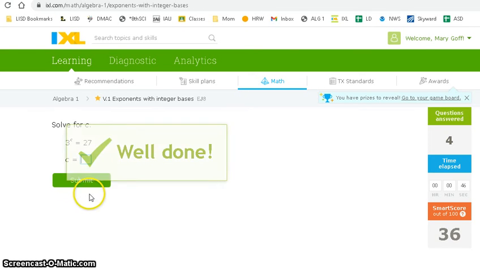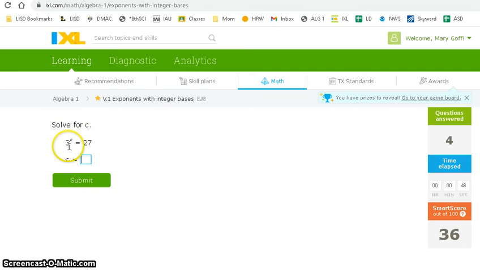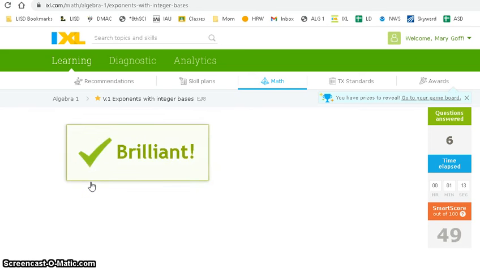Submit. Well done. Okay. 3 raised to the what power is 27? 3 cubed is 27, so C has to be 3. 3 times 3 times 3. 10 raised to the what power is 100? Well, 10 times 10 is 100, so the power has to be a 2. 10 squared is 100.